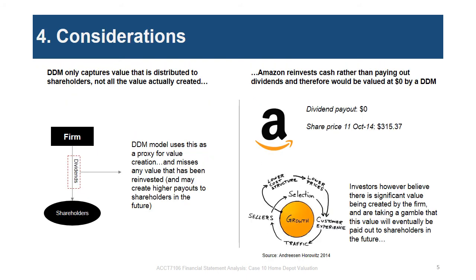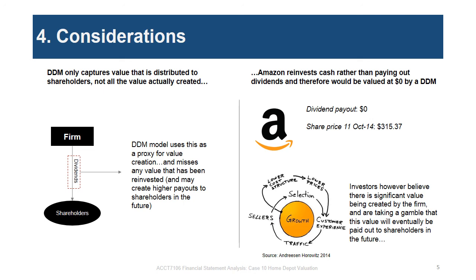The dividend discount model uses dividends as a proxy for value for shareholders. This fails to capture value that is not paid out to shareholders but is instead reinvested. The reinvested funds may help the firm create more value in the future, but that is not captured in this model. The perfect example of this is Amazon. Amazon reinvests all operating profit and pays zero dividends. Therefore, a DDM valuation would be zero.